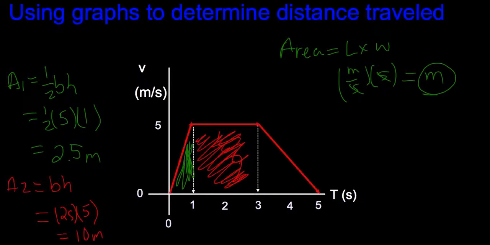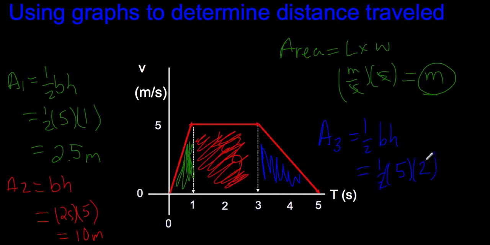A3, which will be this blue triangle over here, is again 1/2 base times height. You can tell this time we have 2 seconds. So we're going to have 1/2 times 5 times 2. These two really just cancel each other off, and we end up with 5 meters.